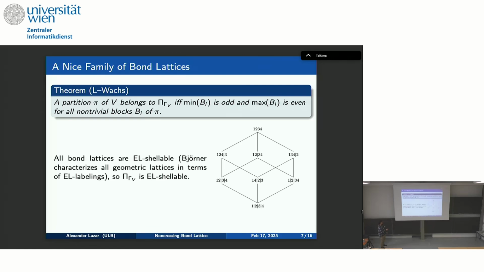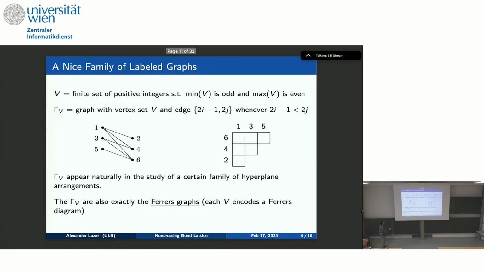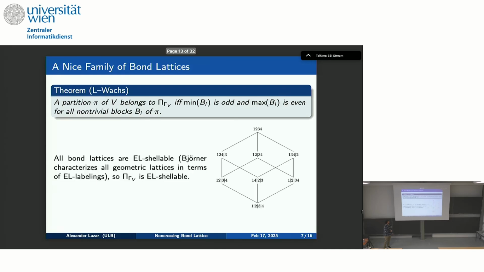Okay. So here's an example of one such. You'll note, if singleton blocks, it doesn't really count, but in each of these non-trivial blocks, the minimum is odd and the maximum is even. And if you compare, this is the subgraph 1, 2, 3, 4. If you look at its bond lattice, a theorem of Bjorner is that if you're the bond lattice of a graph, you're EL shellable, and hence this poset is always going to be EL shellable, with respect to some nice natural EL labeling that I'm not going to describe.